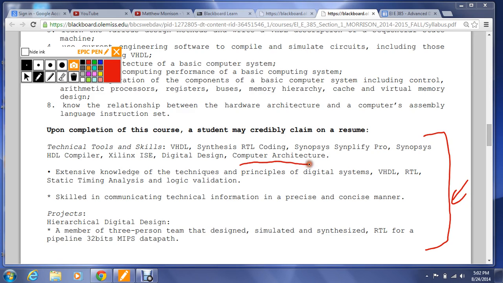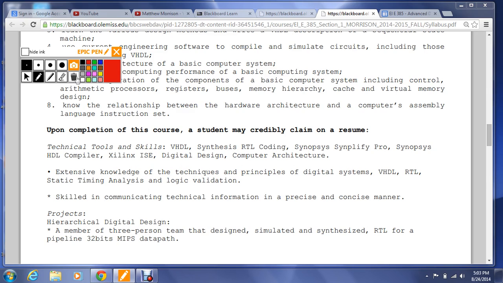They want to see things like computer architecture, digital design, Xilinx ISE, Synopsys tools, VHDL, extensive knowledge of the techniques and principles of digital systems, VHDL, register transfer language, which we'll learn in this course, static timing analysis, which is how you make sure that everything goes through with proper timing, and logic validation, which means you actually check to ensure that it actually works.